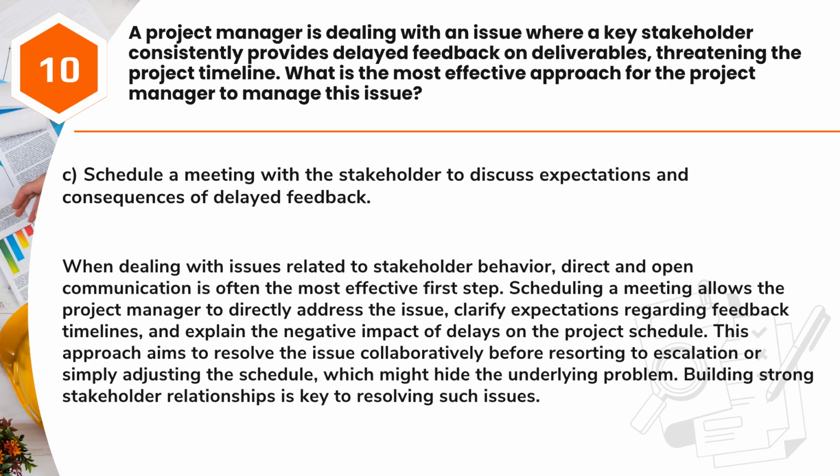Answer: C. Schedule a meeting with the stakeholder to discuss expectations and consequences of delayed feedback. When dealing with issues related to stakeholder behavior, direct and open communication is often the most effective first step. Scheduling a meeting allows the project manager to directly address the issue, clarify expectations regarding feedback timelines, and explain the negative impact of delays on the project schedule.